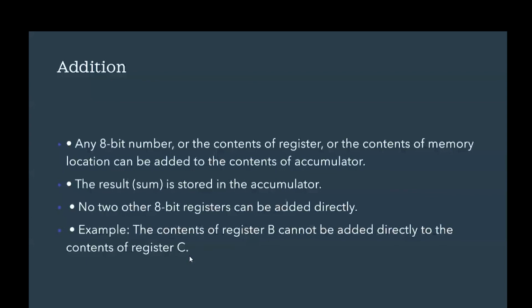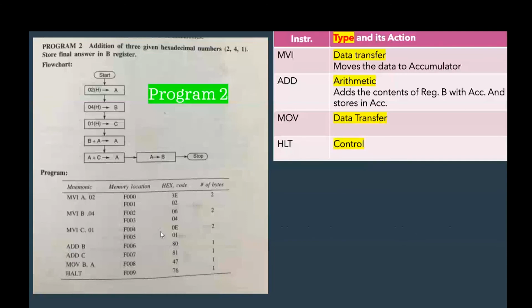Program 2 is asking us to add 3 numbers. Very simple, it's almost the same thing, just that we have 3 data. So we are pushing the first data to A, the second data to B, the third data to C. Add B plus A, so the sum of A and B is in A. Then adding C with A, so A now has the sum of A plus B plus C, and then we are pushing the value to B. Why? Because it is asking us to store the final answer in the B register. Stop. So this is how my mnemonics are looking.